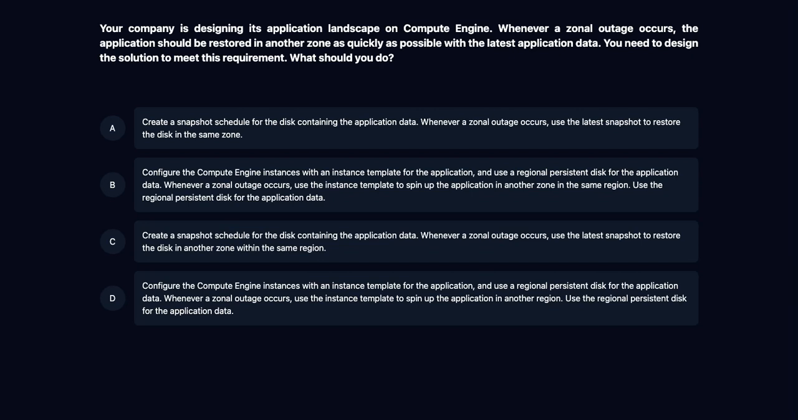Option D. Configure the Compute Engine instances with an instance template for the application, and use a regional persistent disk for the application data. Whenever a zonal outage occurs, use the instance template to spin up the application in another region. Use the regional persistent disk for the application data.